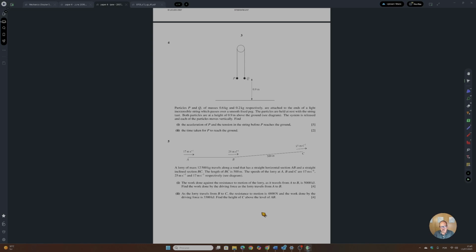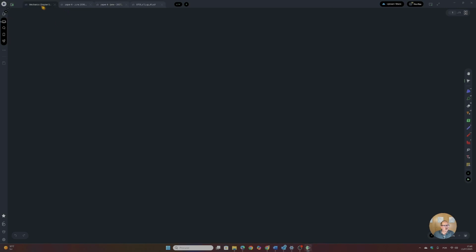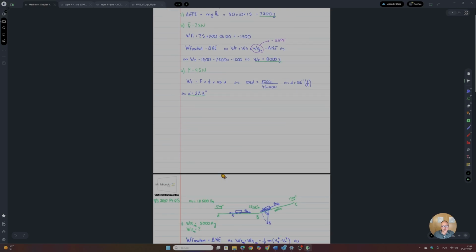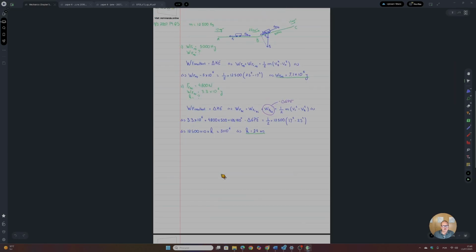The work done against the resistance to motion of the lorry as it travels from A to B is 5,000 kilojoules. So now you know the work done against the resistance to motion. Find the work done by the driving force as the lorry travels from A to B. In A to B, you don't have to worry about any change in GPE or any work done by the weight because the height is kept the same. So what we need is just to apply the main formula for this chapter. The work done by the resultant force equals the change in kinetic energy.